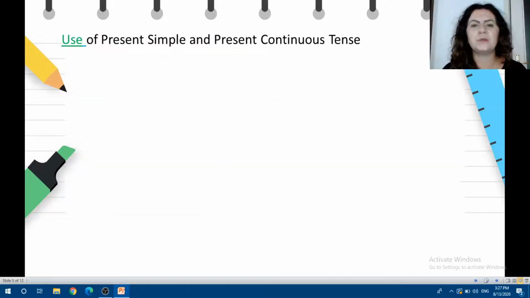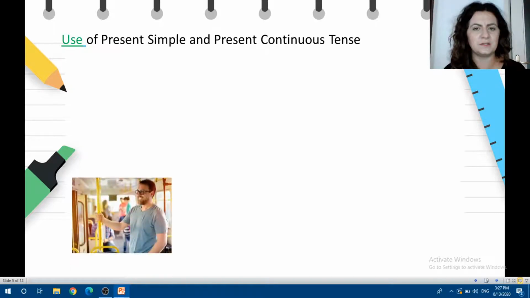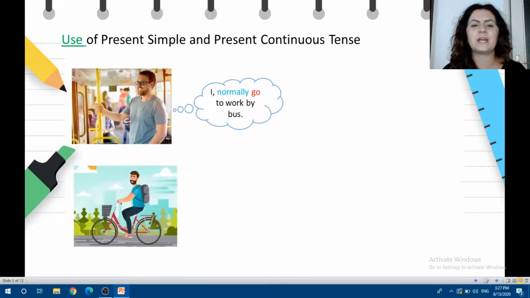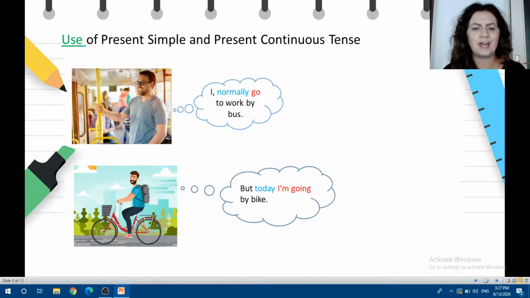What about the use of these present tenses? When do we use present simple tense, or when do we use the present continuous tense? Let's first look at these two pictures and what the man says. In the first situation, he says, I normally go to work by bus. And in the second situation, the man says, but today I'm going by bike.